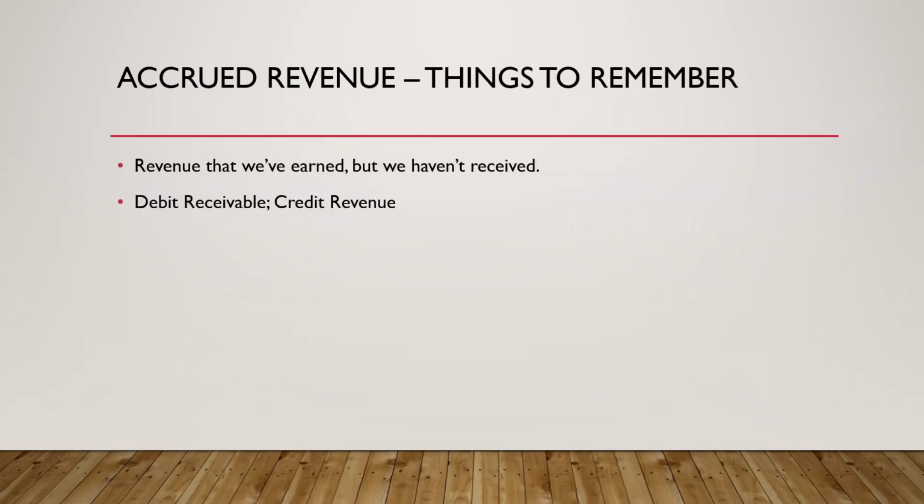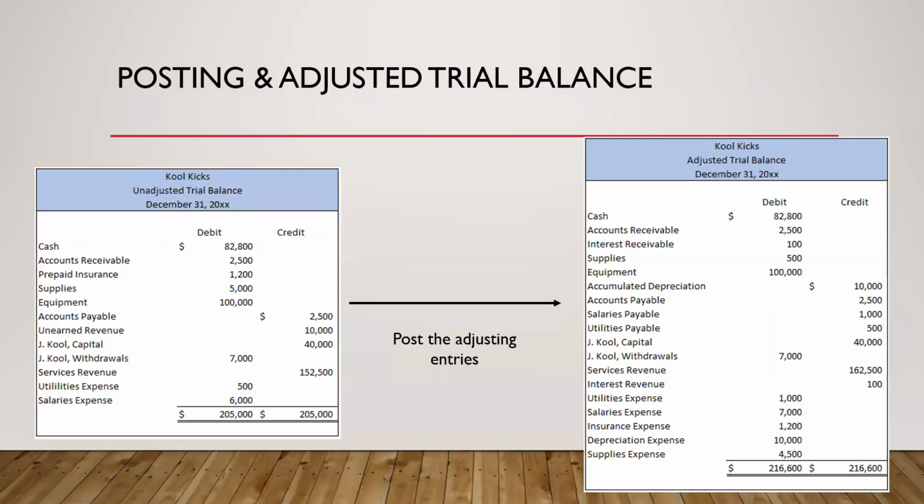So things to remember when it comes to accrued revenue, it involves revenue that we've earned, but we haven't received it yet. So keep in mind, we debit that receivable and credit the revenue. After we do our adjusting entries, we need to post again. If you need a refresher on posting, go back and look at one of the previous videos where I show you how to post, but the process is the same. We're transferring the information from the journal to the ledger so that we can create our adjusted trial balance.